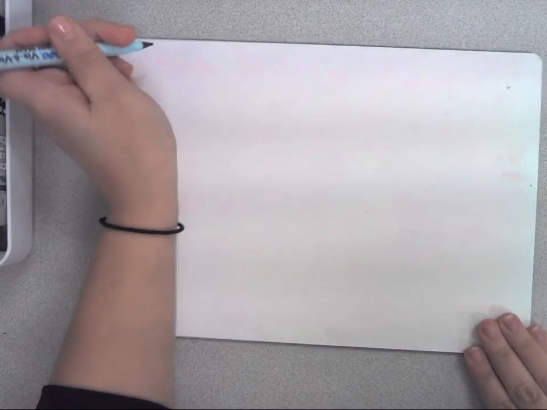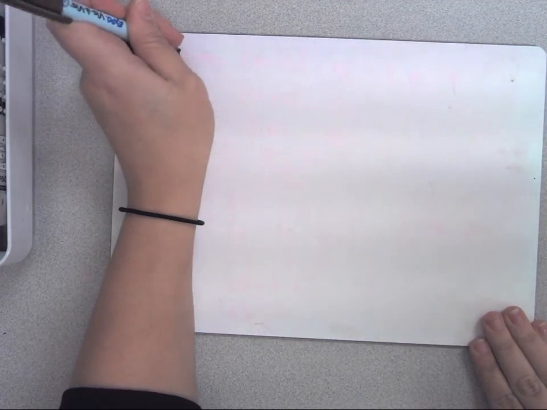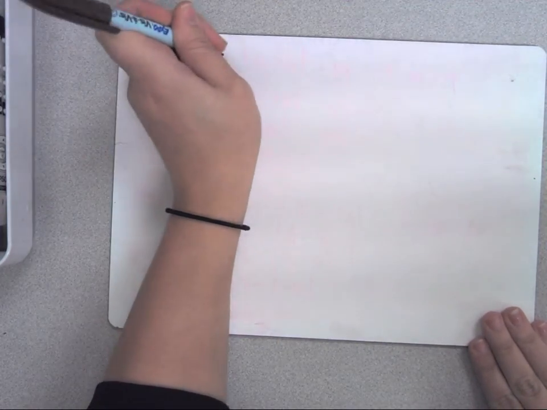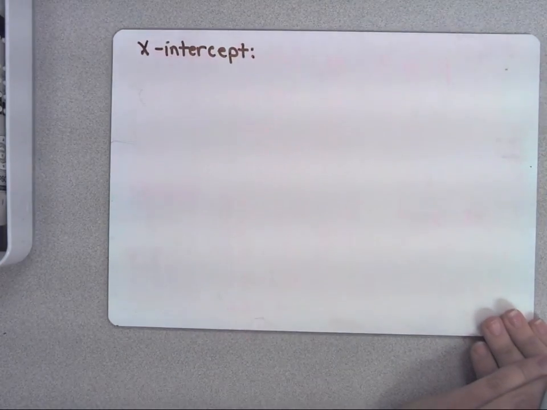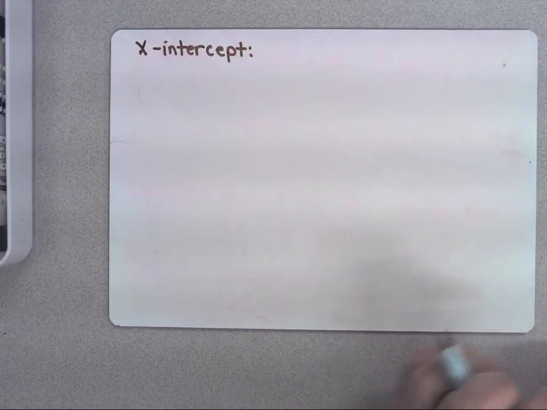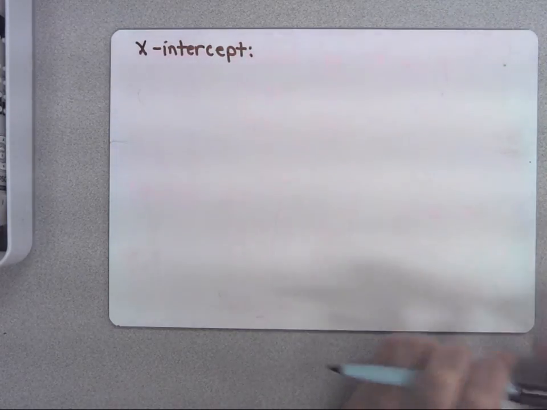Moving on to the second part. Oh, I gotta get a new board. Really, second part is the last part. Oh, I'm zoomed in. What is this? It is where the graph goes through the x-axis.